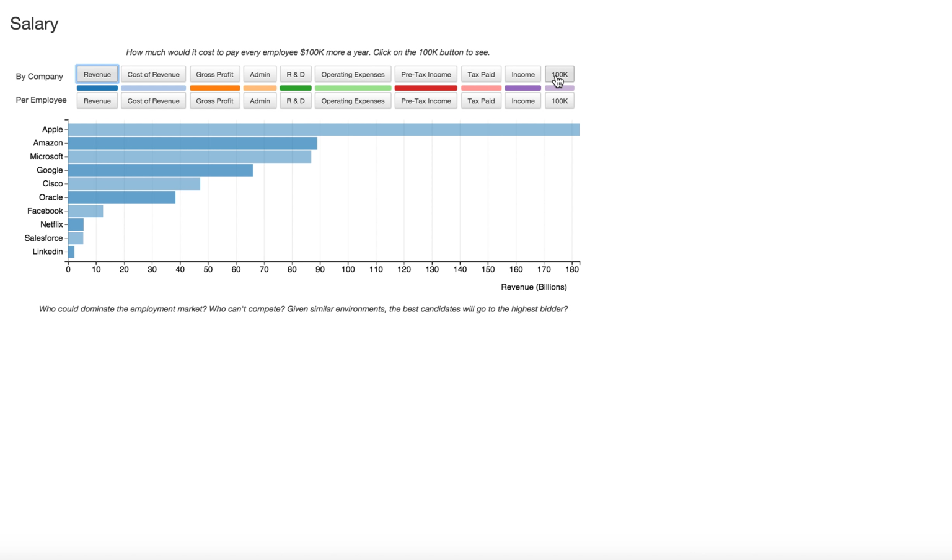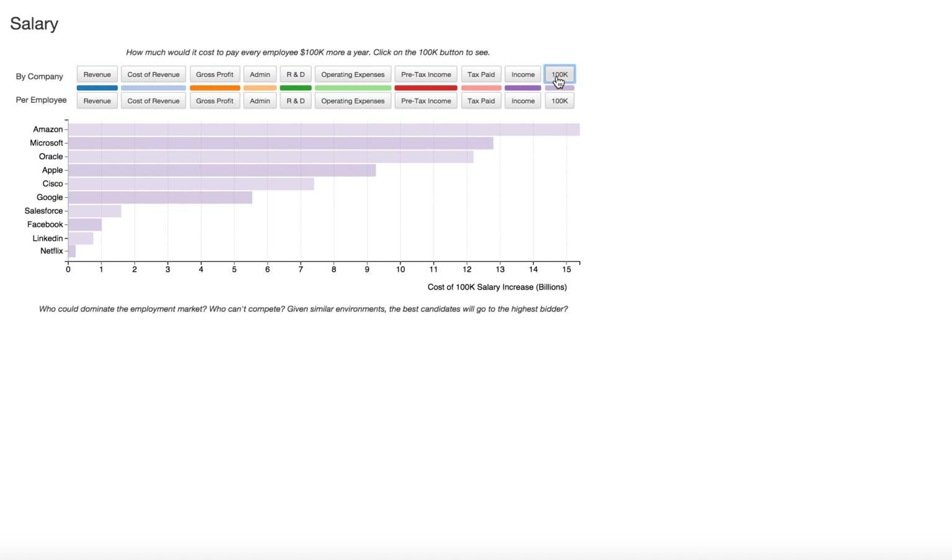So if I click on $100,000 more per employee by the company, it shows that in the case of Amazon, it would cost over $15 billion to pay every single employee in the company $100,000 more per year. Or if you go down to Google, it would cost $5.5 billion. Okay, now that's based on the whole company.